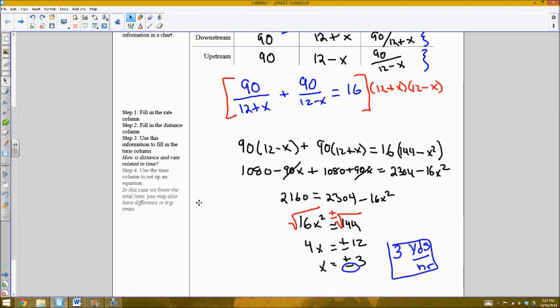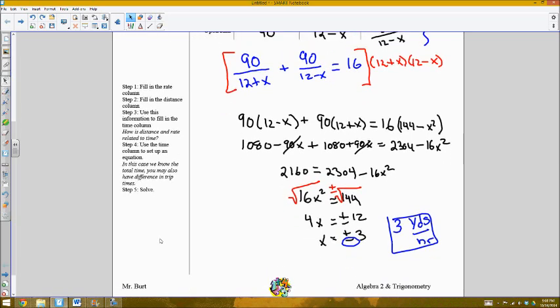Okay, after we did that, we used the time column to set up an equation. The equation in this case was 90 over 12 plus x plus 90 over 12 minus x equals 16. So it's the time it took us to go downstream plus the time it took us to go upstream equaled the total time. And then we just had to solve that resulting equation.